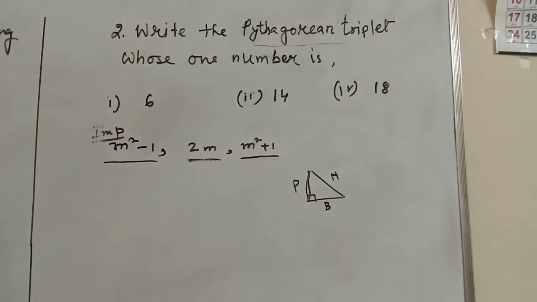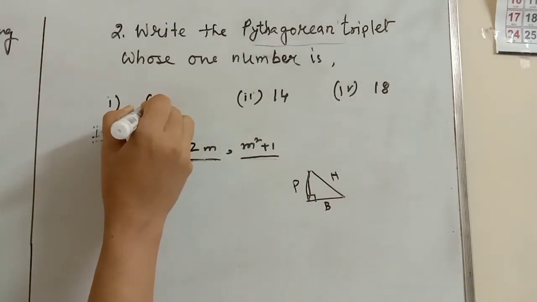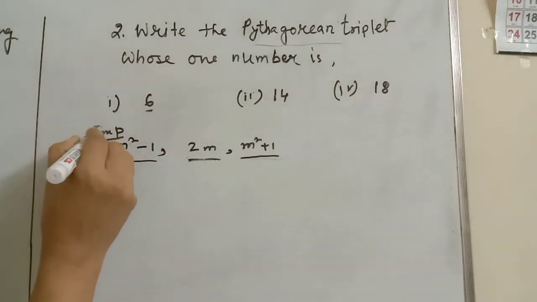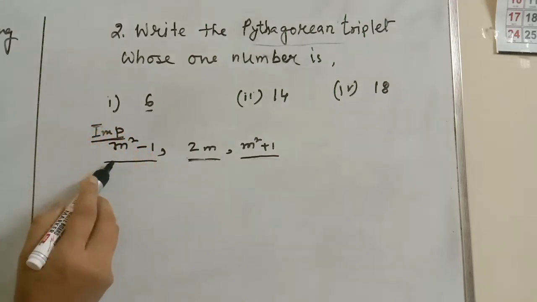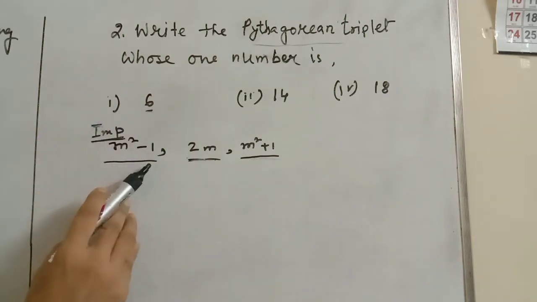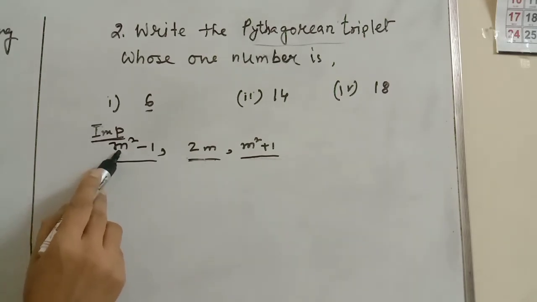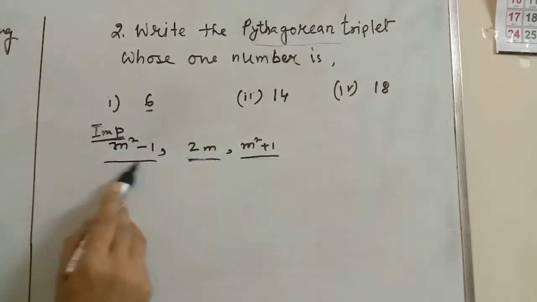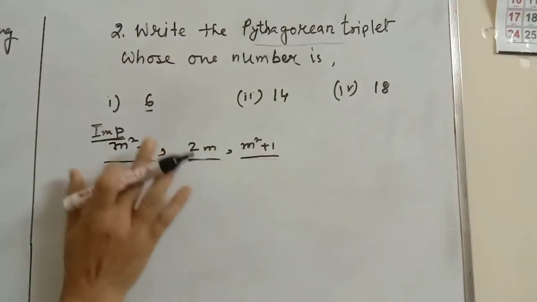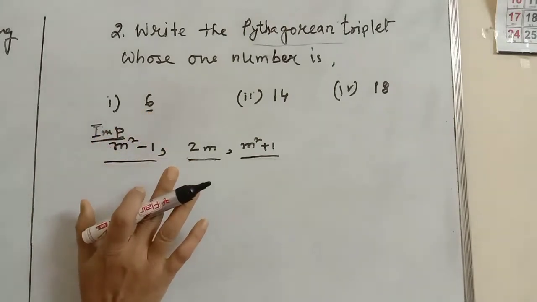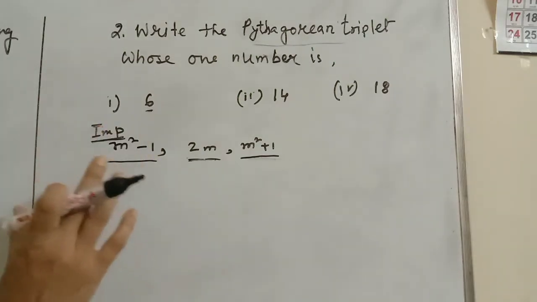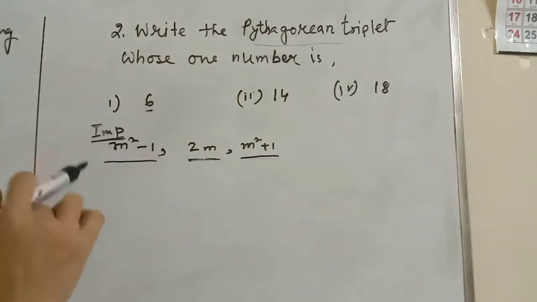So in this triplet, one side is given, say one number is 6. Now, the very important thing you need, before going to this sum, I will explain something. m square minus 1, 2m and m square plus 1. By using this relation, I can find the Pythagorean triplet. If one side is 6, it is not given that it is the smallest side or anything. But in a triplet, one number is given as 6. You have to find the other two.